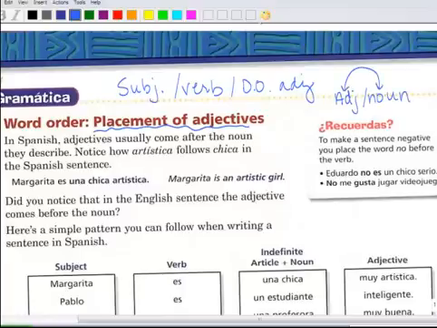The noun comes first. So, for example, you can see here in this sentence, Margarita es una chica artística. She is an artistic girl. So you can see how this is the article, this is the noun, and this is the adjective, and that it's different than it normally is in English. Because in English we would say an artistic girl. We would put the adjective first and then the noun. But in Spanish it's the opposite. We say una chica artística.